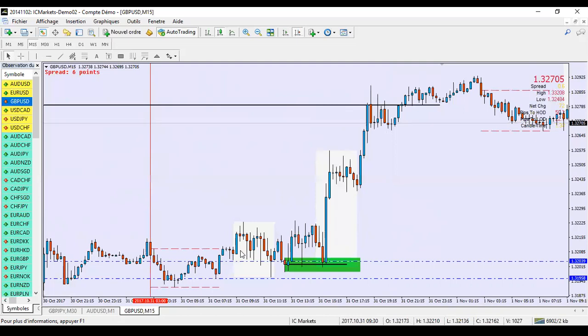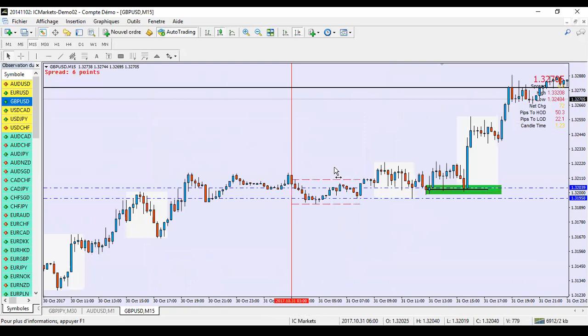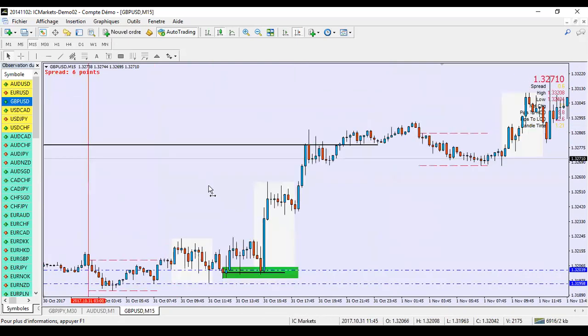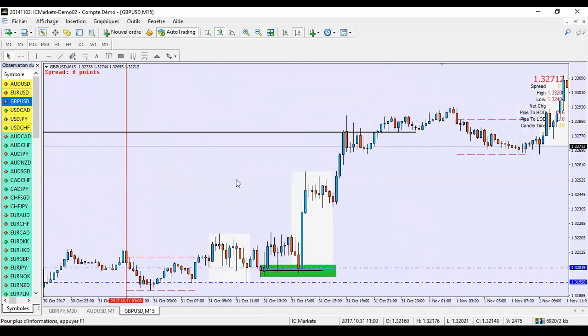Got you. If the daily high is way too high, I would use the Fibonacci levels to determine my take profit. And then you would go for 127. Yeah, most of the time. I use either 127 or 161.8. Okay.